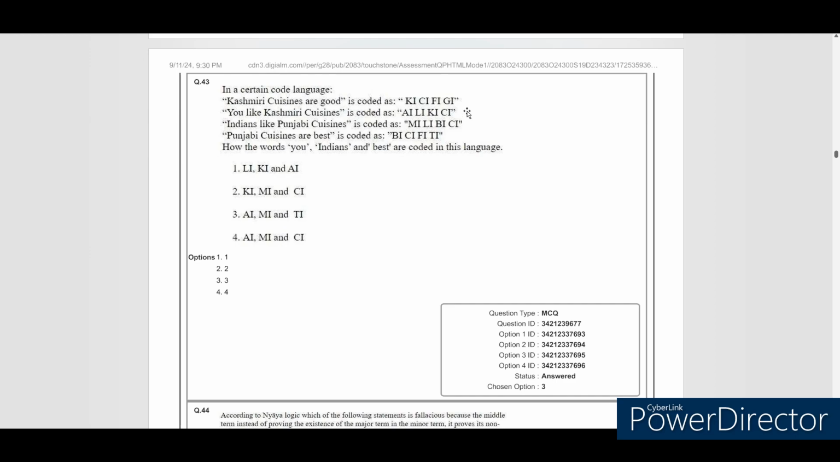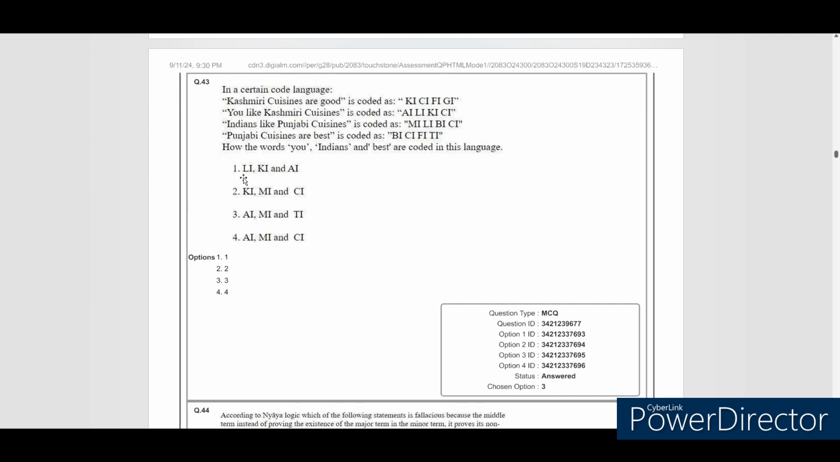So you see two codes common, right? I mean two alphabets common, that is KICI. So that means Kashmiri can be KI or CI and cuisine can be CI or KI. It can be anything, but you know that KI and CI belong to Kashmiri and cuisines. In the question they are asking how the words you, Indians and best are coded in this language. So in the options, you should not find anything related to Kashmiri or cuisine, right? So that is KI and CI. Any option that has KI and CI is wrong in this case.